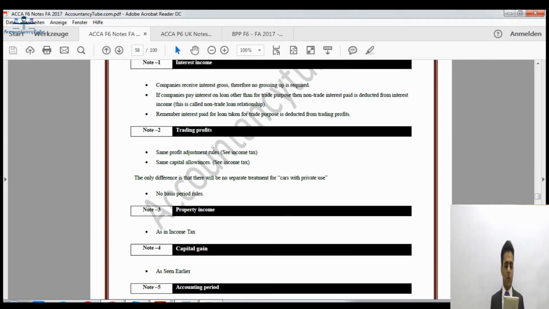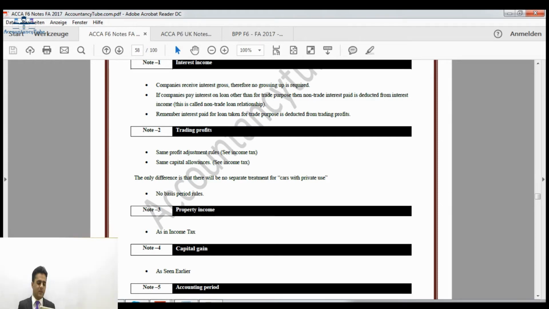So, alright, corporation tax pro forma, first of all, as you can see on your video screen. What is corporation tax anyway? Corporation tax is a tax which corporations pay. Corporation means companies. So companies pay tax on their profits, so that is called corporation tax. Right, so as you can see the pro forma on your screen, corporation tax format. First of all, we'll take trading profits, and then we'll take interest income, property income and capital gains.